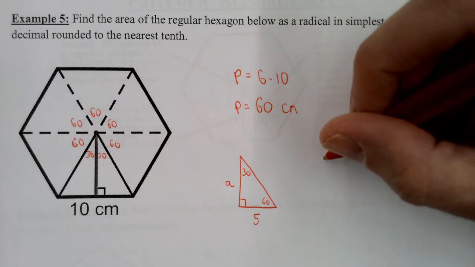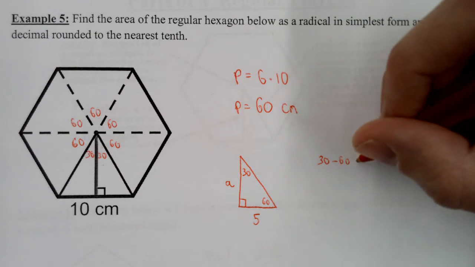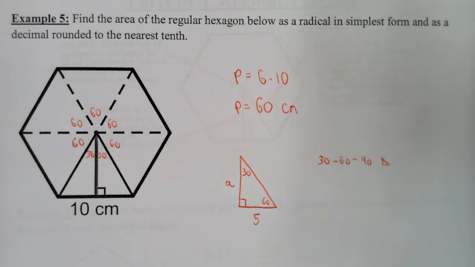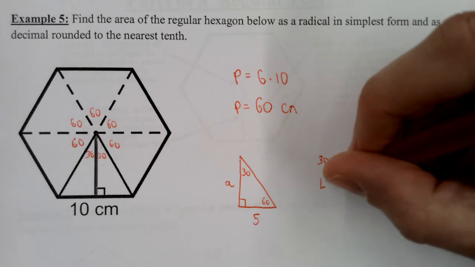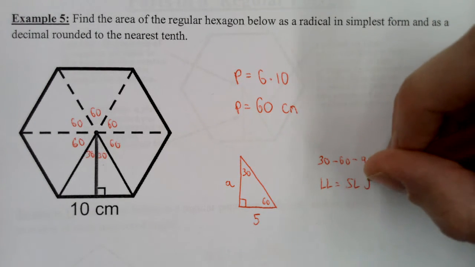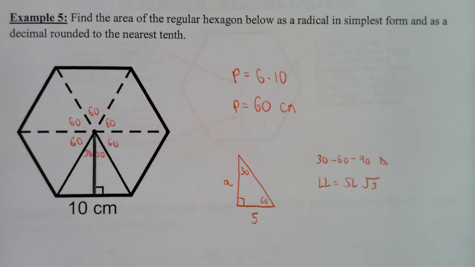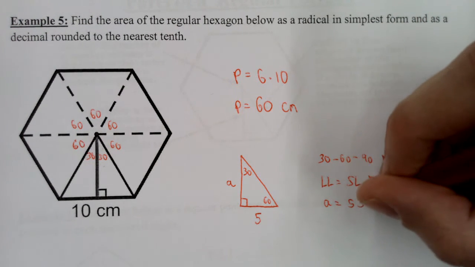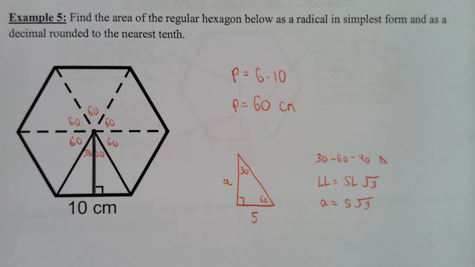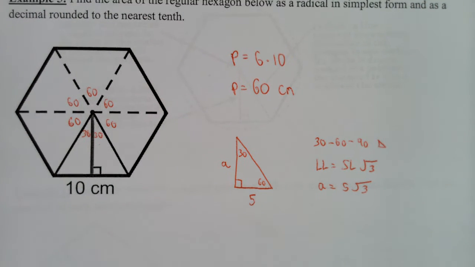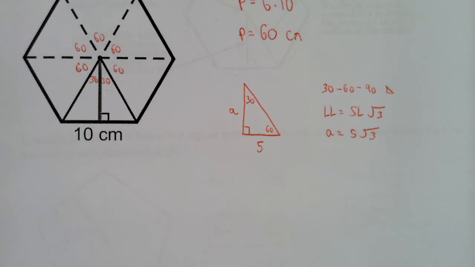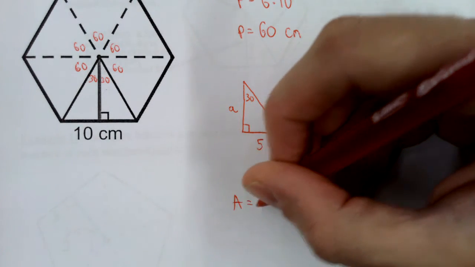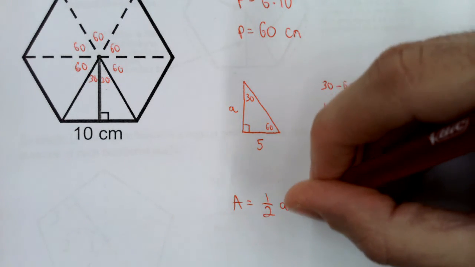We have a 30, 60, 90 triangle. The formula is long leg equals short leg times the square root of 3. So the apothem equals a short leg, 5, times the square root of 3. Now we can go into the area formula. Area equals 1/2 times the apothem times the perimeter.